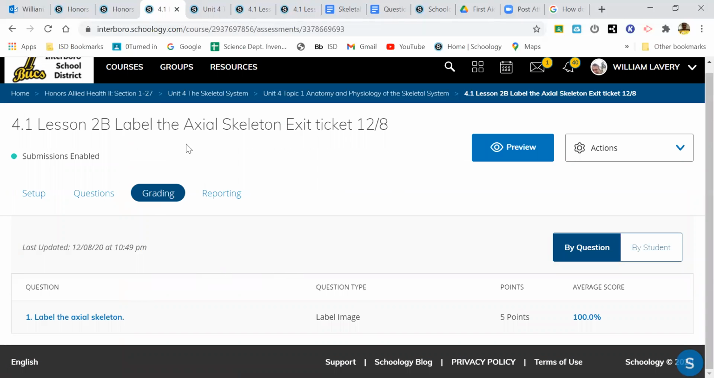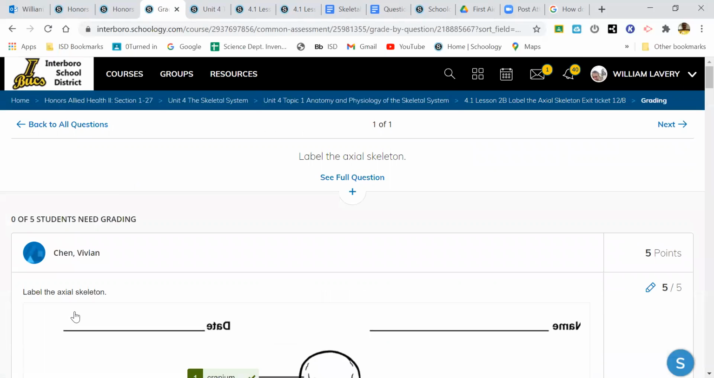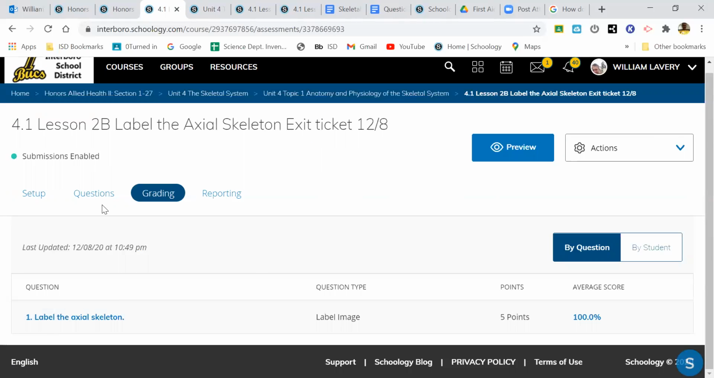All right, you want to open up, label the axial skeleton. And I think you probably won't have that tough a time with it. It's 5 terms.